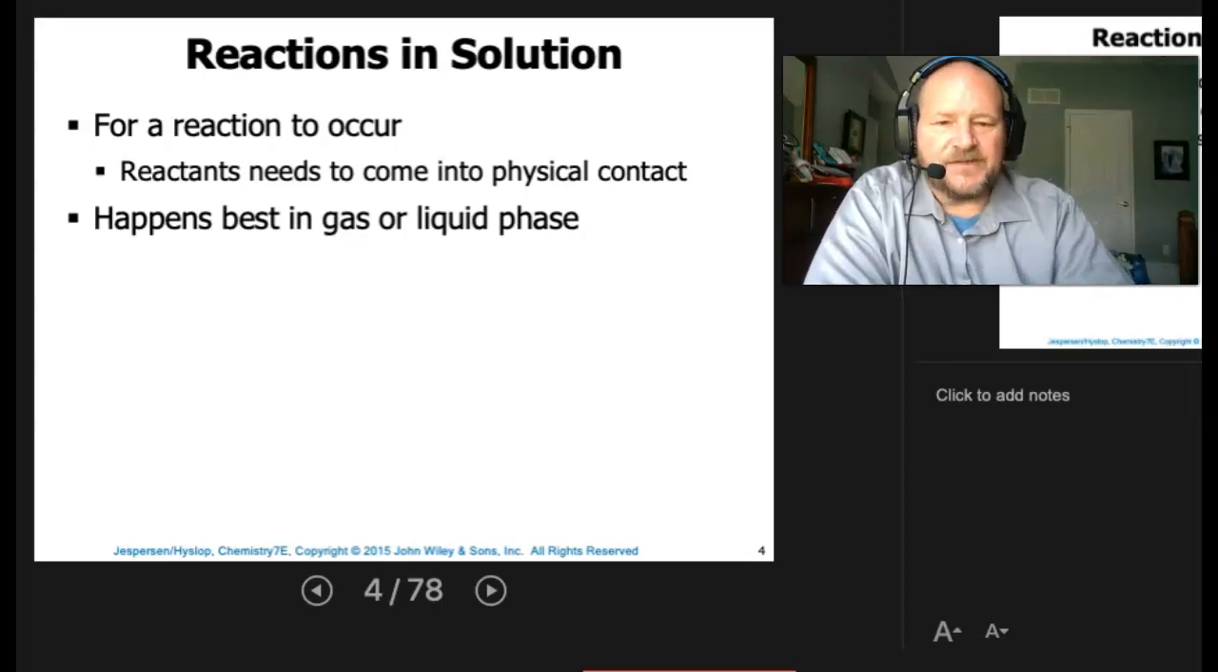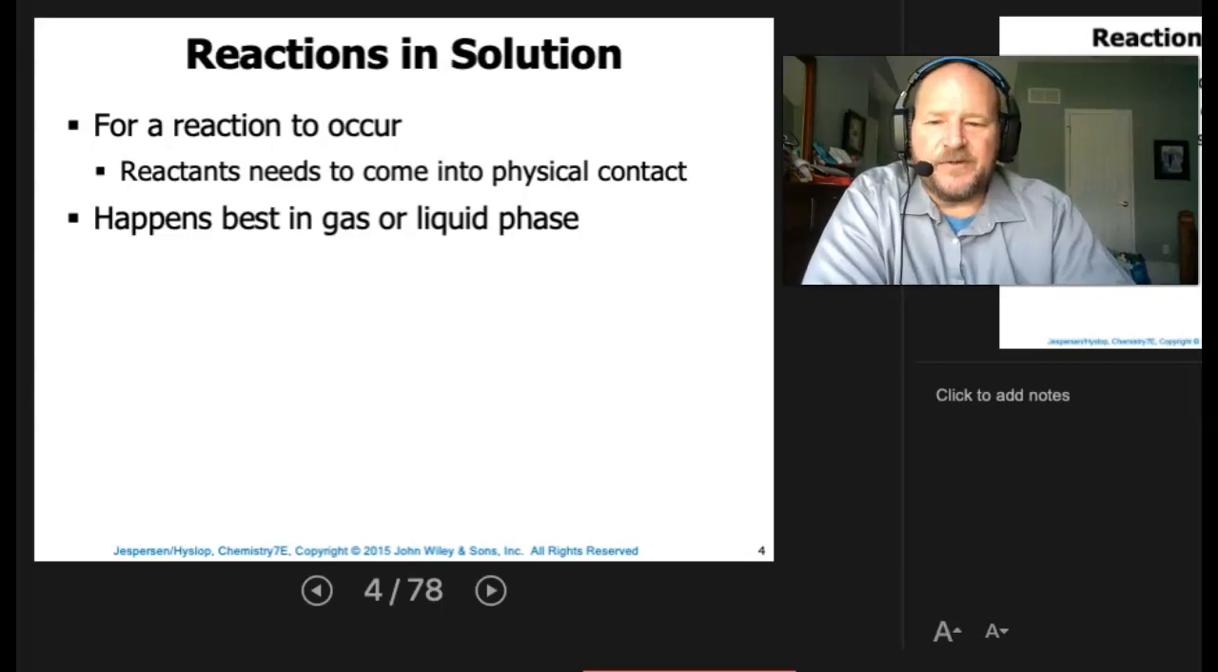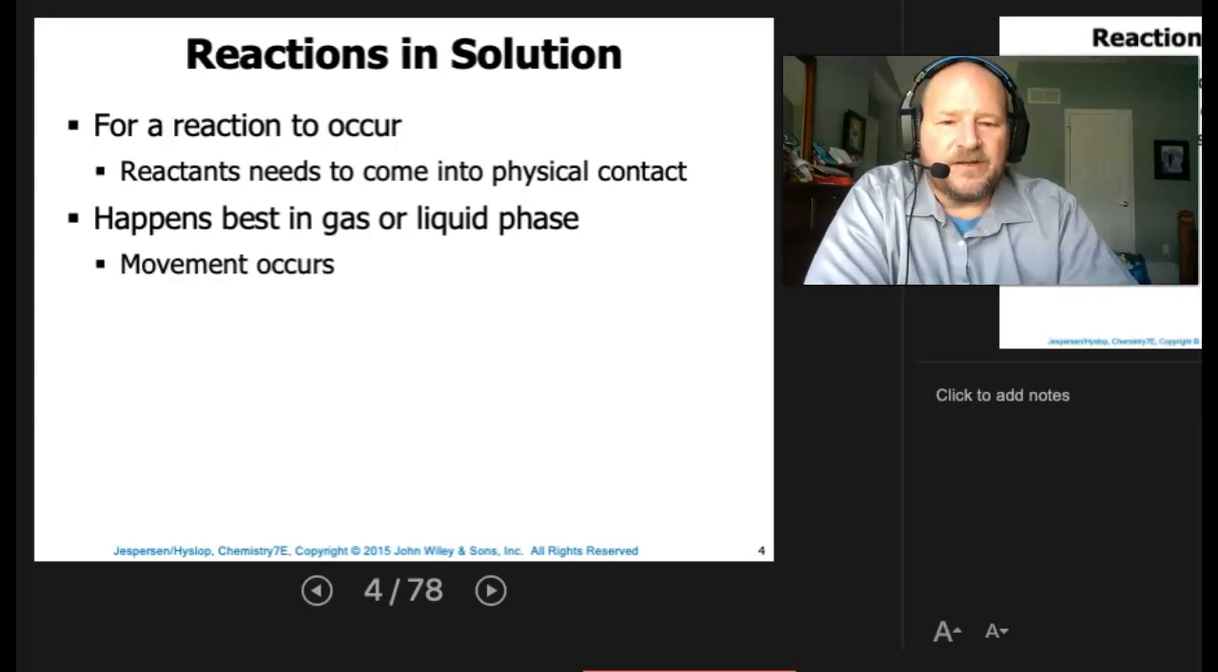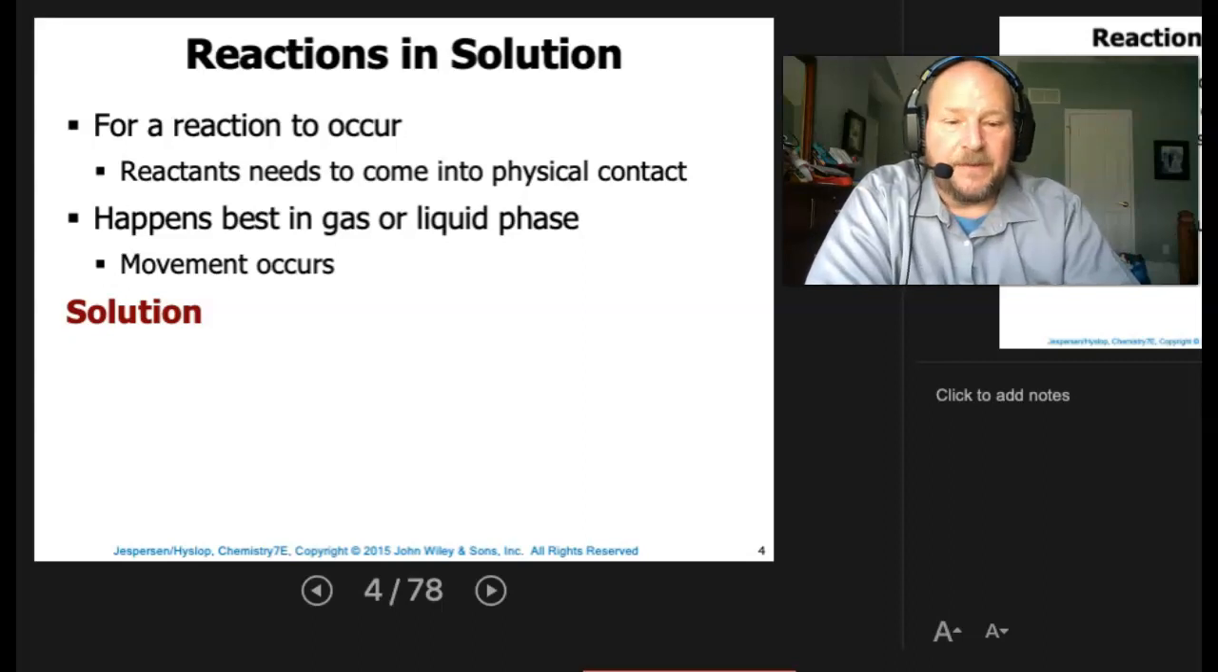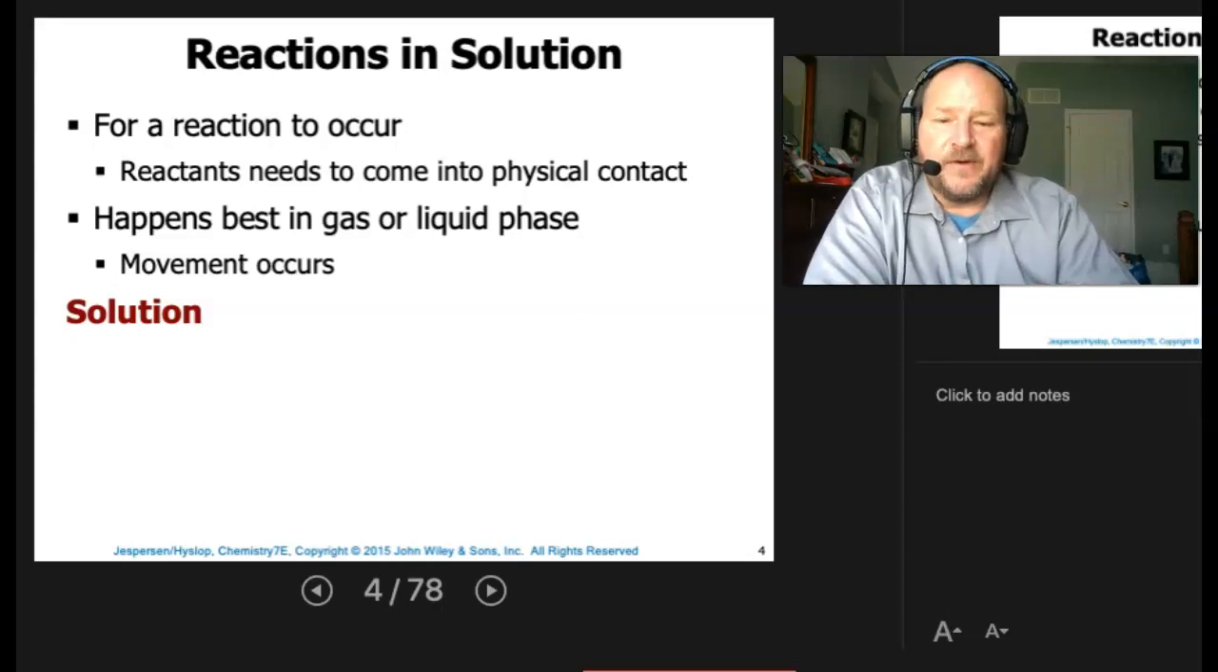We've looked at solids versus liquids versus gases. We know that we get better movement whenever we're in liquids and gases. In fact, solids only have a vibrational component. There is no actual movement. Now, if we cut back a little bit further, I believe it was chapter 1 even, when we talked about matter, here we want to be in solutions.